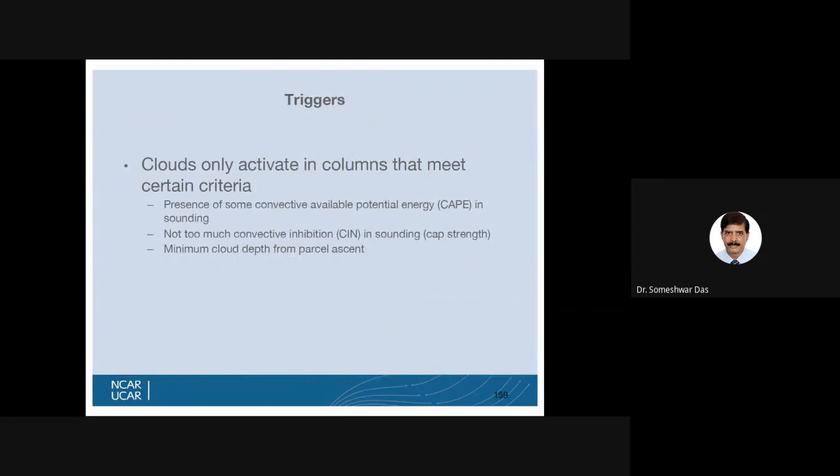Now, what about the triggers? The clouds are only active in columns that meet certain criteria. In each column, we check these criteria: whether there is the presence of some convective available potential energy, CAPE, whether it exists or not. Not too much convective inhibition, CIN, should be there. If there is too much CIN, that means convection will be inhibited and you will not get the clouds. So too much CIN should not be there. In soundings, CAPE strength, and a minimum cloud depth for the practical extent.